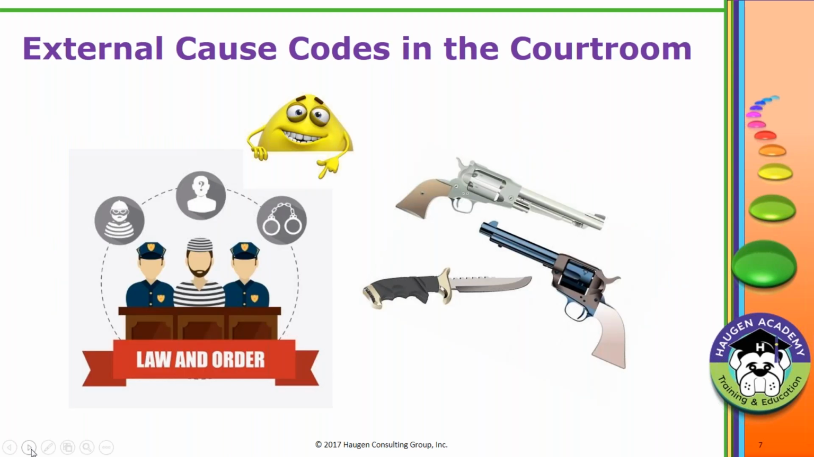One thing that is just starting to be used in, and you may or may not have heard of some of these situations in the news, is that external cause codes are starting to be used in the courtroom. So I don't know if you remember, it's been just about a year ago, there was a high profile case, and it had to do with the New Orleans Saints lineman Will Smith.